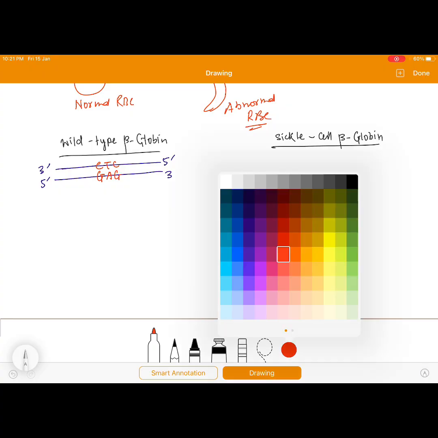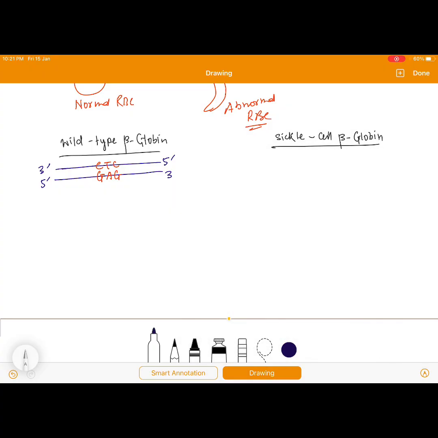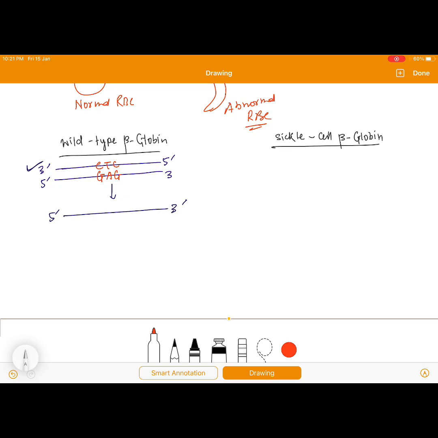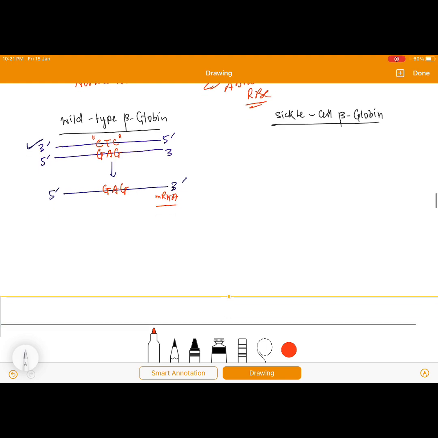And if this particular gene undergoes transcription, it definitely forms an mRNA. If the upper strand is used as a template, then this mRNA will be like this, 5' to 3', and the 3 nucleotides written here will form the codon in the mRNA, and this will be GAG. So corresponding to these 3 nucleotide pairs, ultimately we are getting the codon in the mRNA. This is the mRNA formed after transcription.